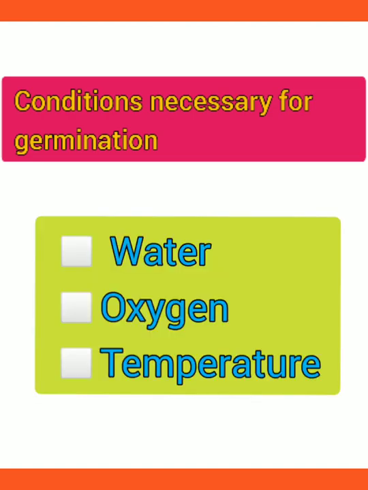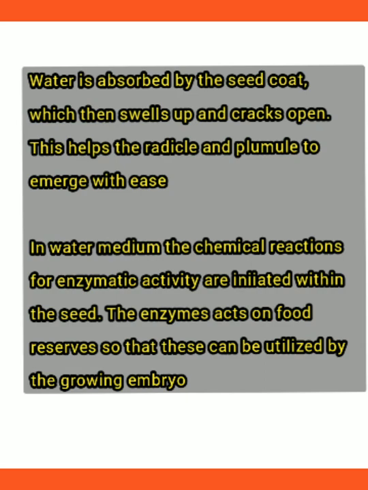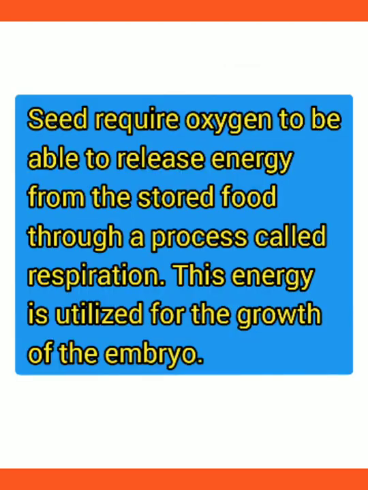Next is conditions necessary for germination. Seeds require adequate water, oxygen, and a suitable temperature for germination. So why is water important? It is absorbed by the seed coat, which then swells up and cracks open. This helps the radicle and plumule to emerge with ease. Not only this, even some chemical reactions for enzymatic activity are initiated within the seed with the help of water. Next is oxygen. Seeds require oxygen for respiration, as this produces energy for the growth of the embryo.